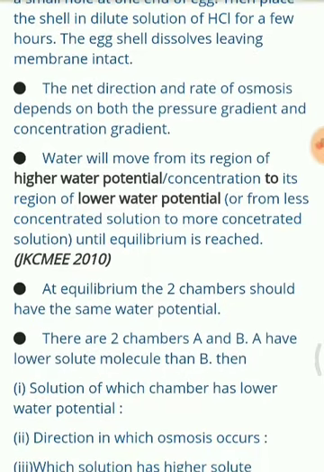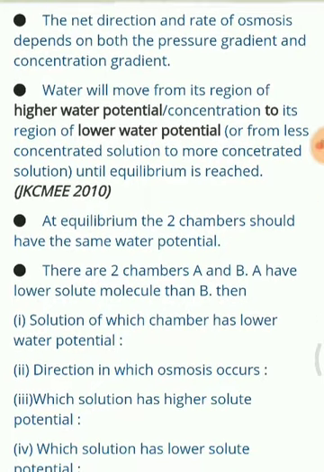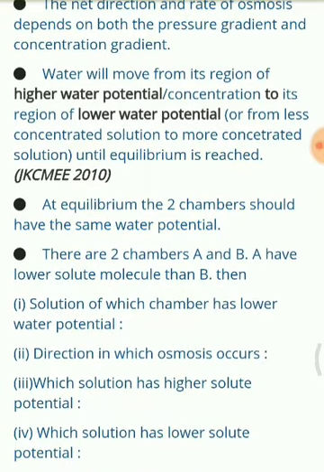The net direction and rate of osmosis depends on both pressure gradient and concentration gradient. Water will move from its region of higher water potential to its region of lower water potential, or from less concentrated solutions to more concentrated solutions, until equilibrium is reached. At equilibrium, the two chambers should have the same water potential.